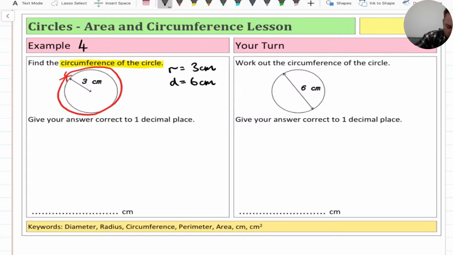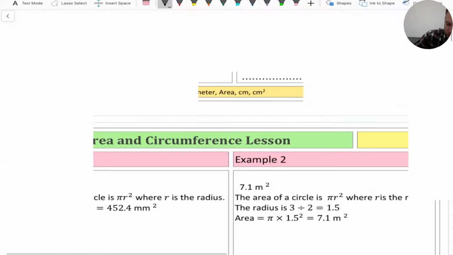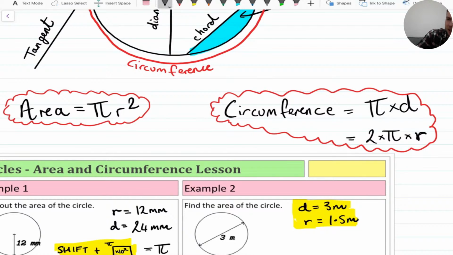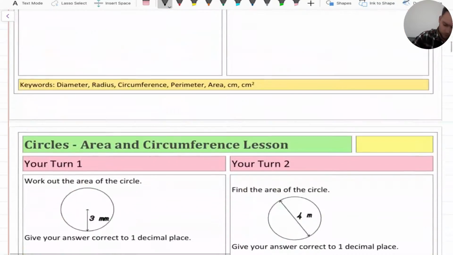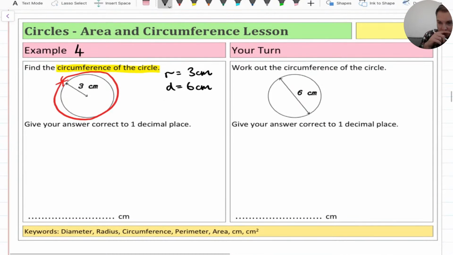It doesn't matter which formula you use. We'll go back up to the top to check. What's the formula for circumference? Well, the formula for circumference I wrote down was this one here, pi times d. So pi times d or 2 pi r, it doesn't matter which one you use.